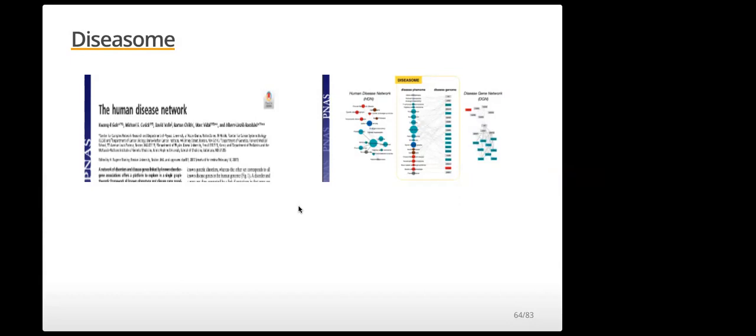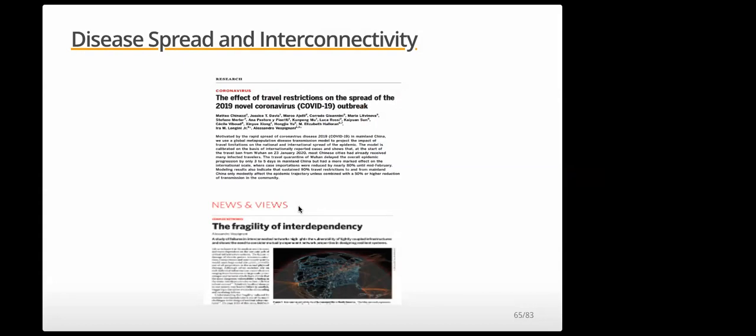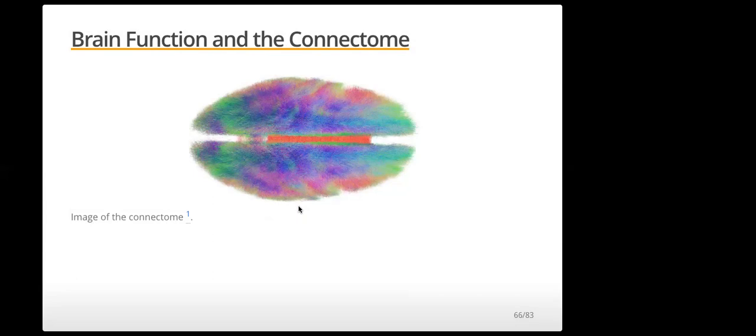And the disease spread and interconnectivity: there's a link between how connected we are and how fast disease spreads, and how central the node is to the disease, in the way and the speed it moves. This has repercussions on fragility. If something happens at a fragile node or a central node, then the full system collapses. And then you started seeing the connectome, or the brain network, as a complex network, and it's been studied from that perspective.